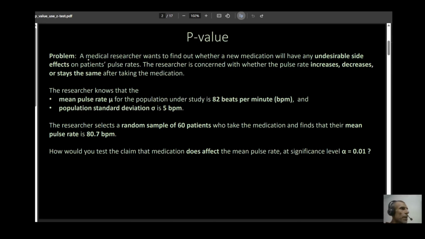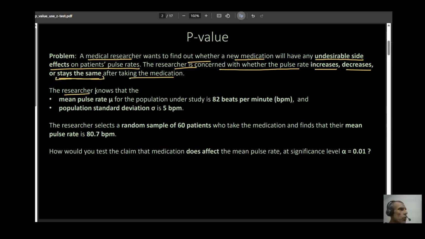Problem statement. A medical researcher wants to find out whether a new medication that's out in the market has any undesirable side effects on patients' pulse rate. So the researcher is concerned with whether the pulse rate increases, or decreases, or remains the same after taking the medication. Ideally, he would want the pulse rate to remain the same.